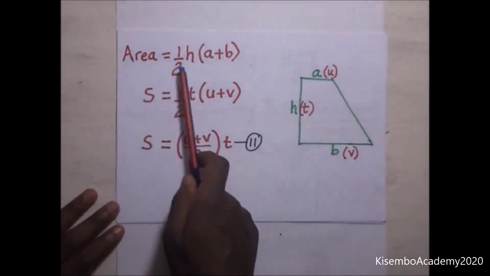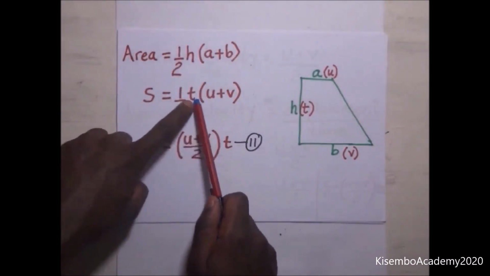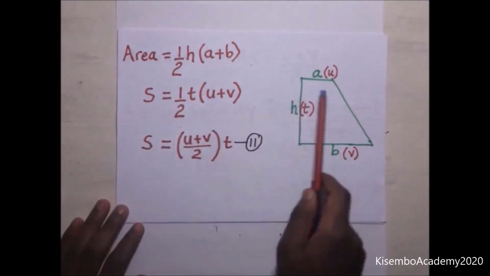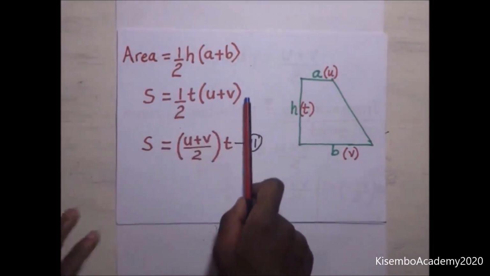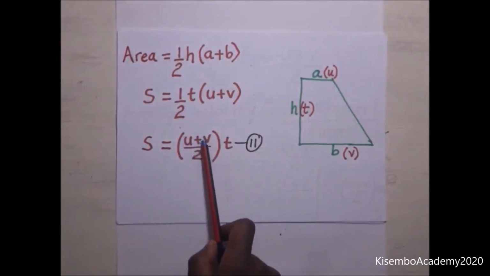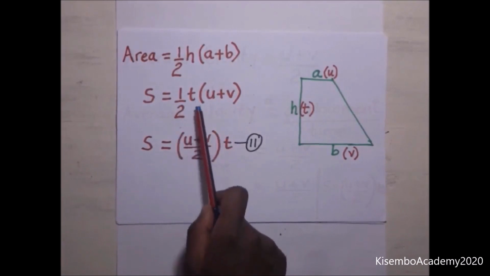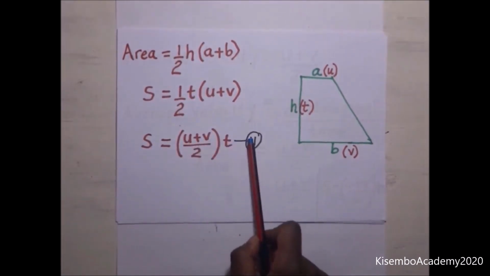So our area, a half h into (a plus b), is going to be a half times t, since h corresponds to the time, into the initial velocity u plus the final velocity v. When we rearrange this, it becomes (u plus v) over 2, all times t. This makes up our second equation of motion from that graph.